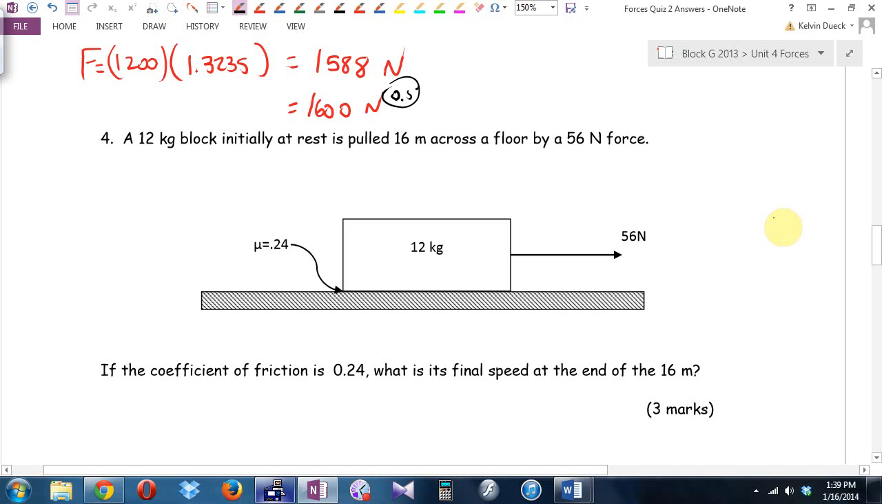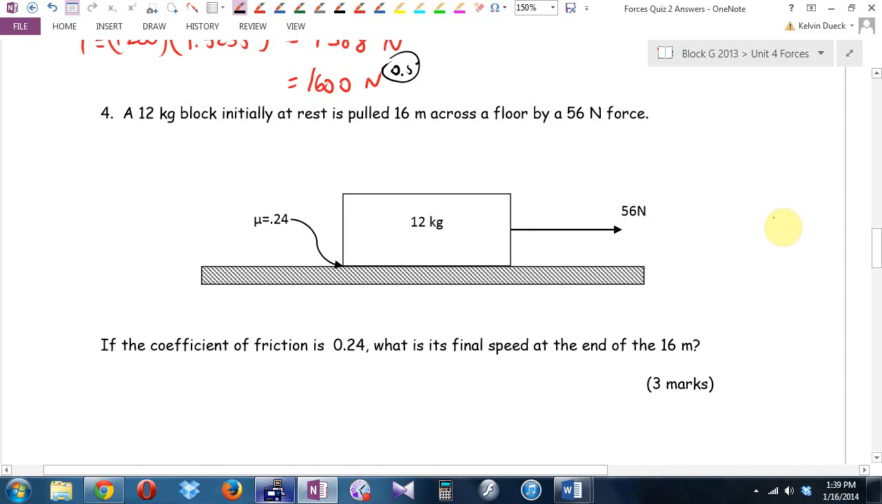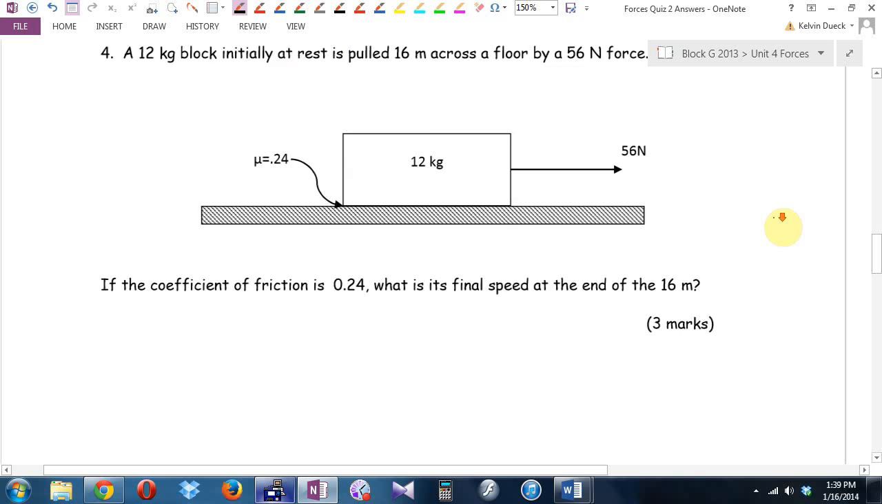Number 4. A block, initially at rest, is pulled 16 meters across the floor by a 56 Newton force. If the coefficient of friction is 0.24, what's its final speed at the end of the 16 meters? Okay.